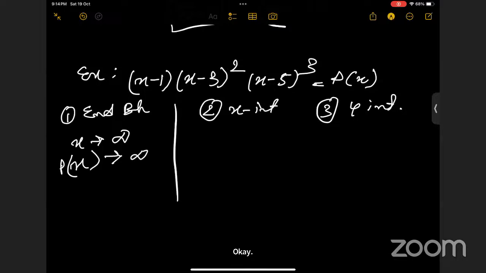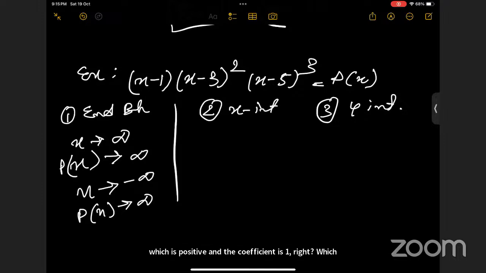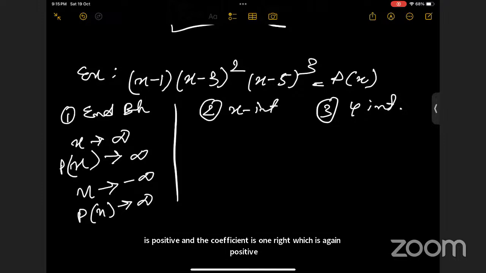And if we take x tending to negative infinity, it will still be positive infinity, right? Because the highest power is 6, which is even, and the coefficient is 1, which is again positive. So anyone having doubt with the end behavior in this example?